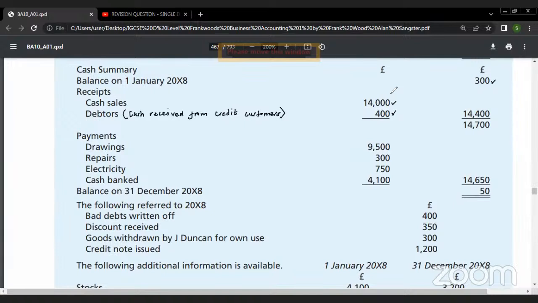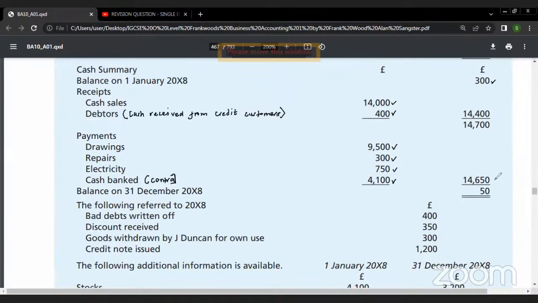Then you also have the payments, the cash summary. We have some payments here for cash, drawings, repairs, electricity. Don't forget the cash that was banked. I told you that this is a contra. It appears in your bank summary as well as in your cash summary. So this is the contra entry. We already have this in our bank summary. That is 4,100, giving us a total payment.